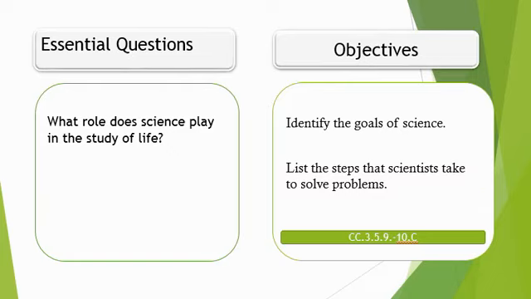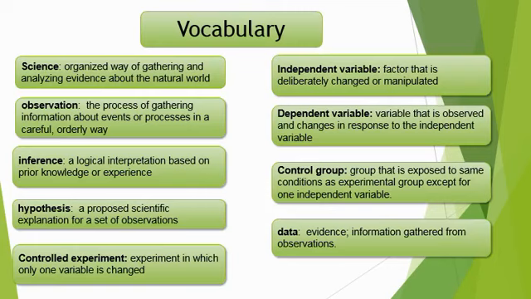So, our essential questions today are: what role does science play in the study of life? And our objectives are to identify the goals of science and to list the steps that scientists take to solve problems. Here's some of the vocabulary to be on the lookout for throughout this lesson. Please be sure to check out the virtual flashcards and the other resources that we have in our course page for Chapter 1. And be sure to take notes while we complete this first lesson.